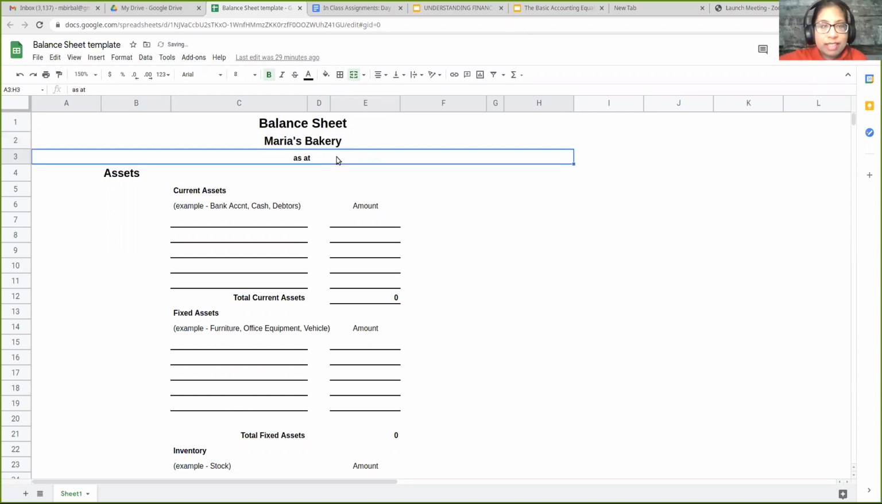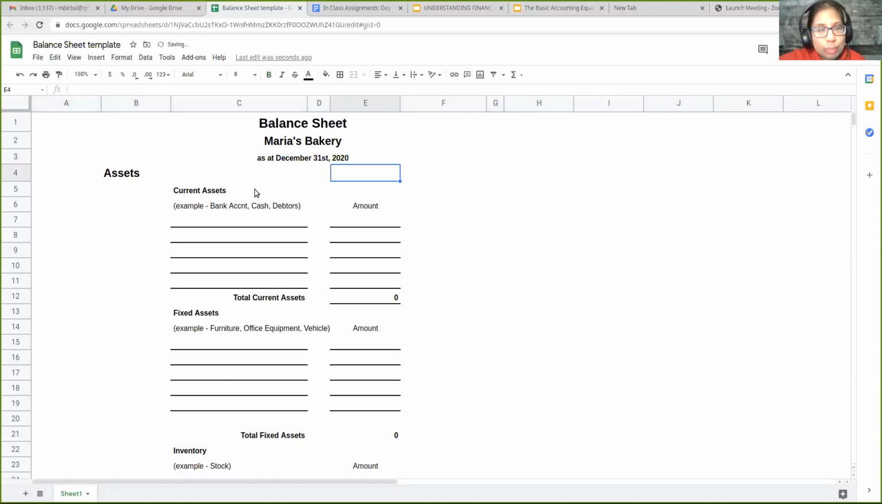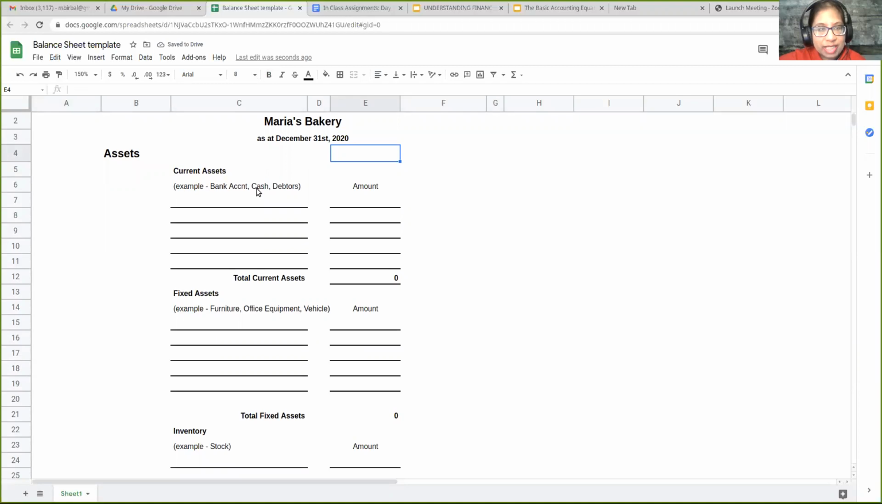And if they tell us that the date is at the end of December 2020, we would put as at. So the balance sheet always has that wording, as at a particular point in time. And then of course, we will go through the balance sheet template in some detail. Again, you would already have come across this terminology from the previous video, basic accounting equation.